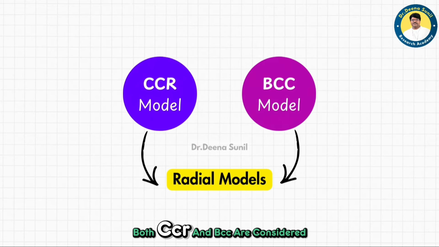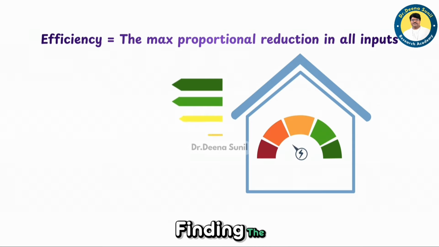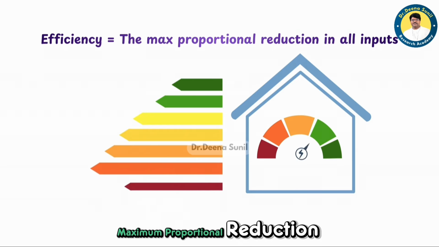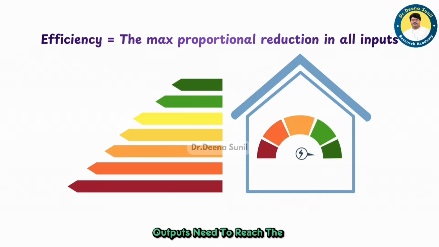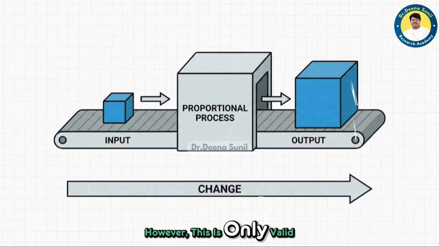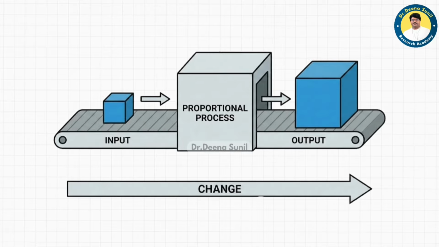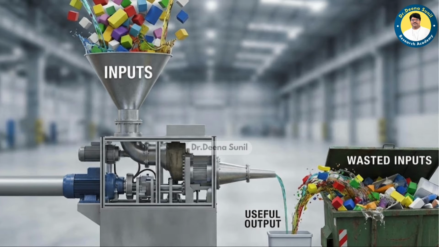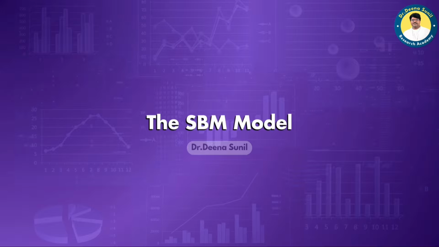Both CCR and BCC are considered radial models. They measure efficiency by finding the maximum proportional reduction in all inputs or proportional increase in all outputs needed to reach the frontier. However, this is only valid if all inputs and outputs can be changed proportionally. What if some inputs are disproportionately wasted? This is where the slack-based measure, or SBM, becomes essential.